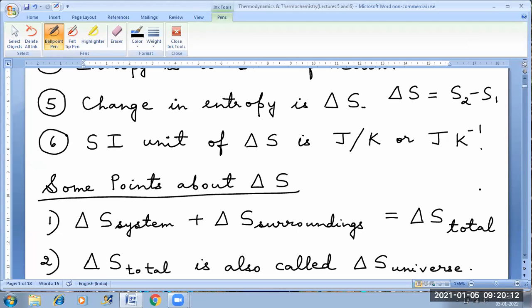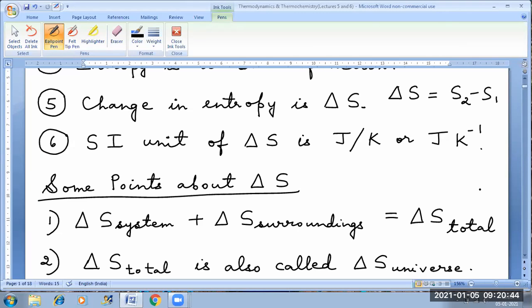So if I say delta S system plus delta S surroundings, that means I'm calculating the total value of change in entropy, the combined value of change in entropy. It is called delta S total, because you have added the two delta S values. So what is delta S total? Delta S total is nothing but the sum of the entropy change in the system and the entropy change in the surroundings.